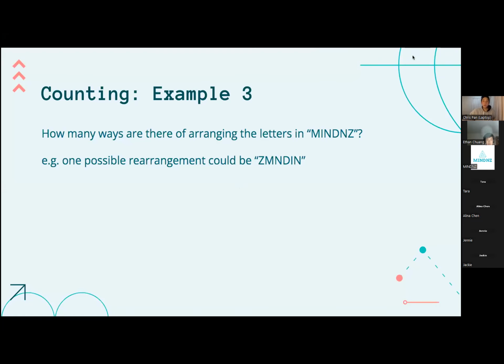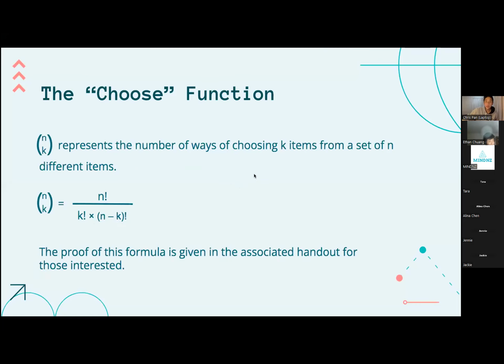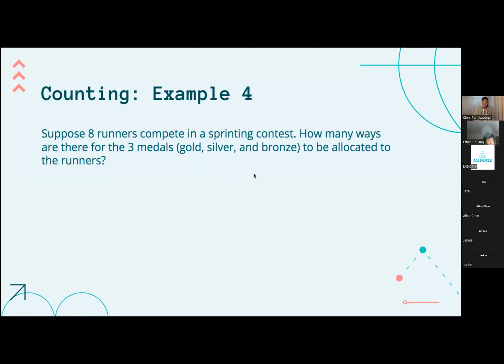Okay, I'm going to go back to the slides now, and we're going to move on to the next example. Suppose 8 runners compete in a sprinting contest. How many ways are there for the 3 medals, gold, silver, and bronze, to be allocated to the runners?